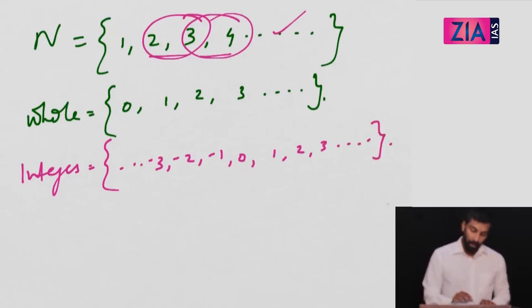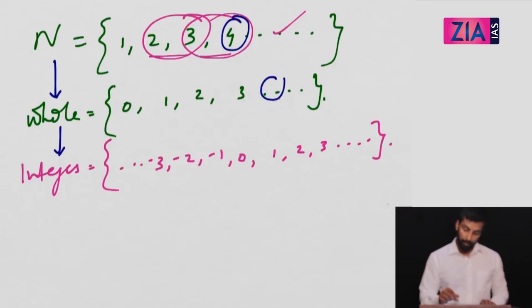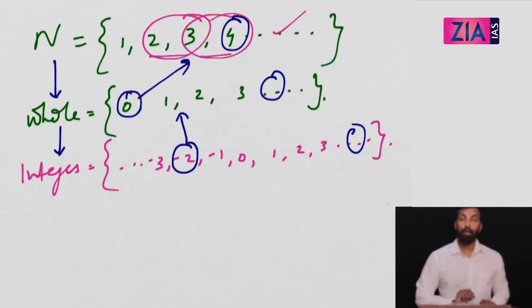If you observe here, all natural numbers are whole numbers, and all whole numbers are integers, and the vice versa is not true. You take 4, 4 comes in whole numbers as well as in integers. But minus 2 will not come in whole numbers. If you take 0, 0 will not come in natural numbers. So the vice versa is not true.